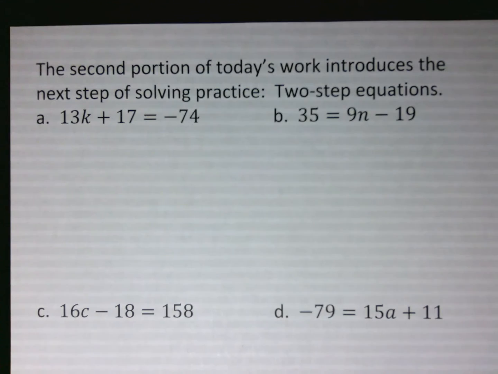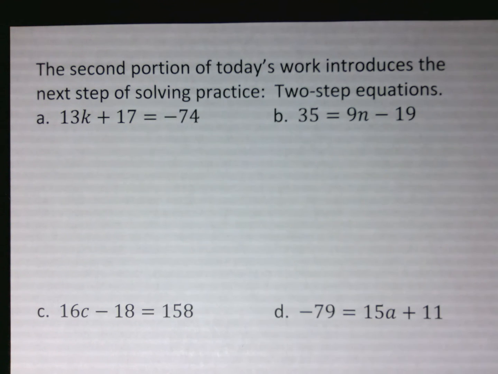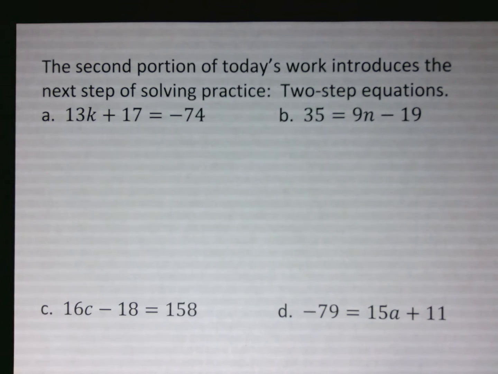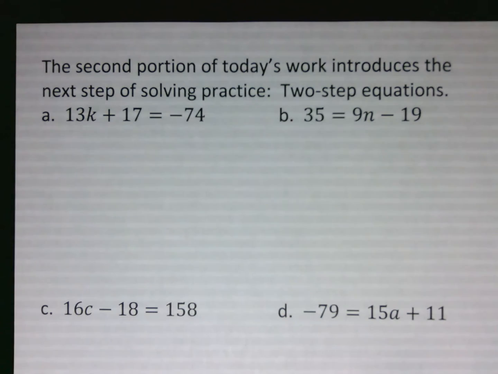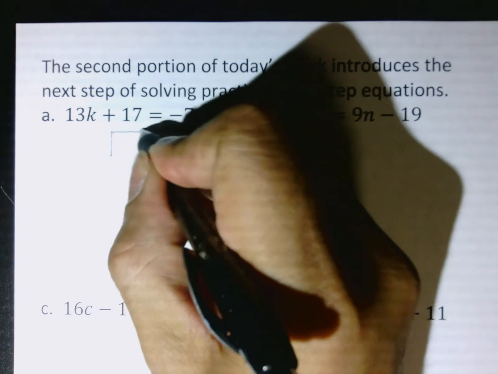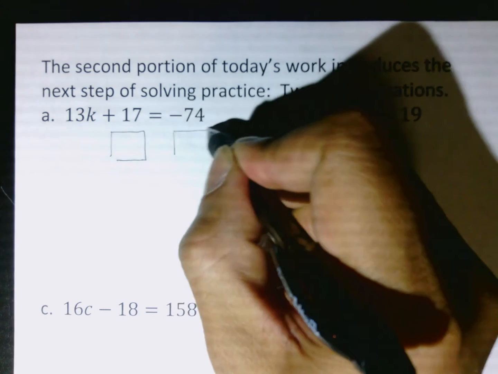Alright, the last part of our day is going to look at the next step of the solving practice, two-step equations. With the two-step equations, you need to make sure that you understand how the problem is going to be set up. It is going to still have the boxes there for you, but these boxes look a little bit different than what you're used to.